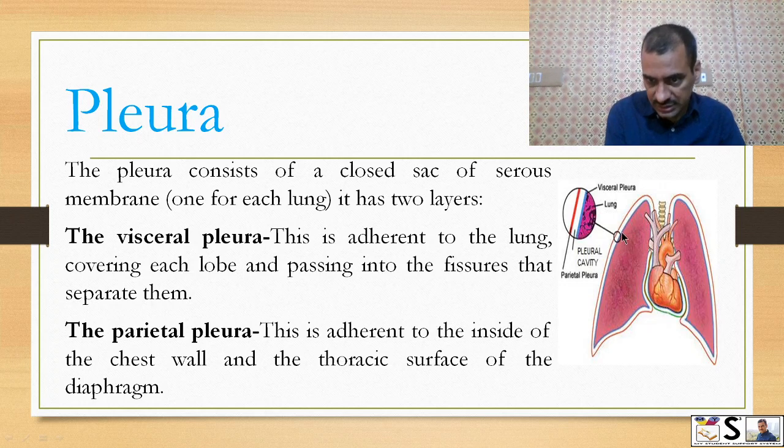So this is a double layer, and the layer which is attached to the lungs is known as the visceral pleura. Here in blue color you can see the visceral pleura, and the red colored one is the parietal pleura, and the space between them is known as the pleural cavity. The parietal pleura is adherent to the inside of the chest wall and the thoracic surface of the diaphragm.